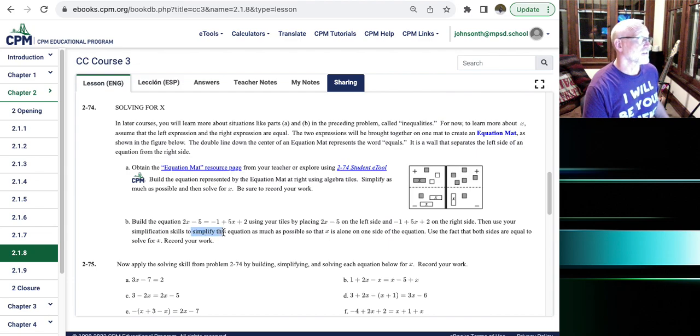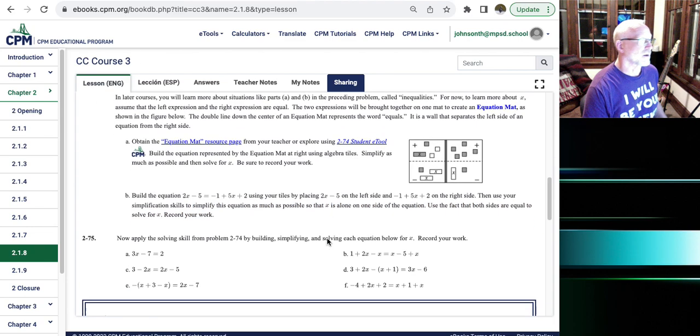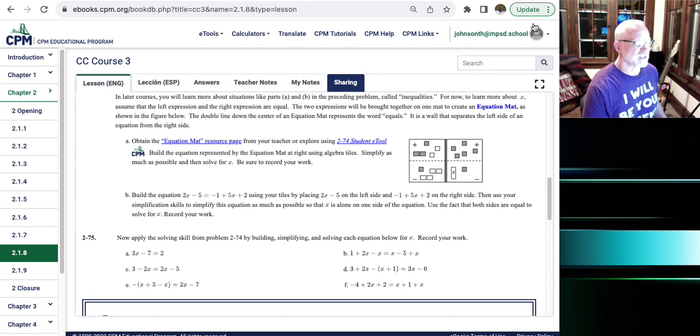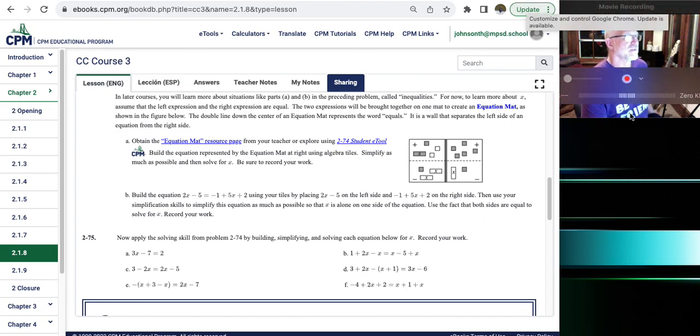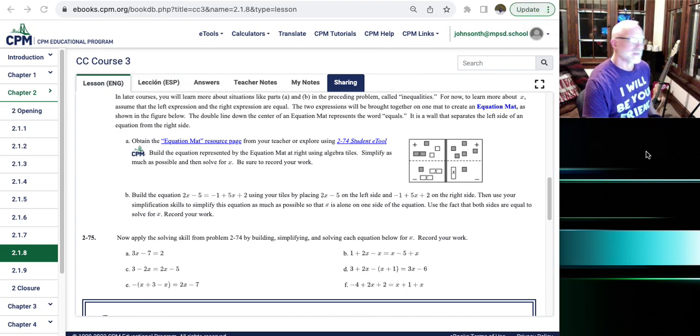Then use your simplification skills. That's not so simple. To simplify this equation as much as possible so that the x is alone on one side of the equation, use the fact that both sides are equal to solve for x, record your work. This looks kind of tricky. It's not once you get started, it's kind of fun. It's more like moving things around and it makes you feel smart.